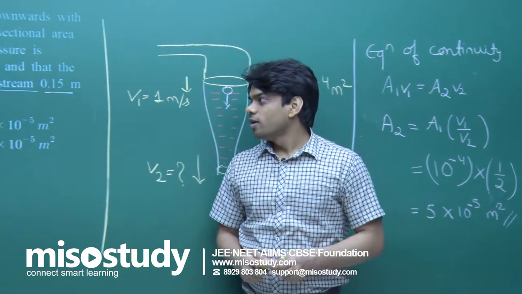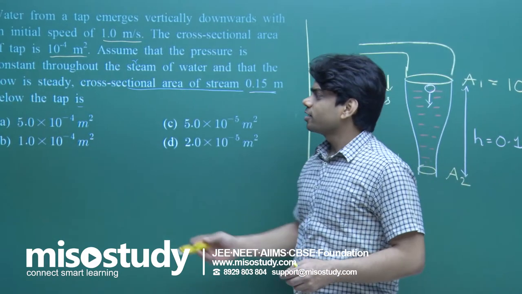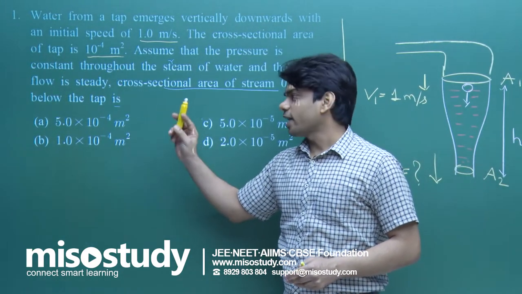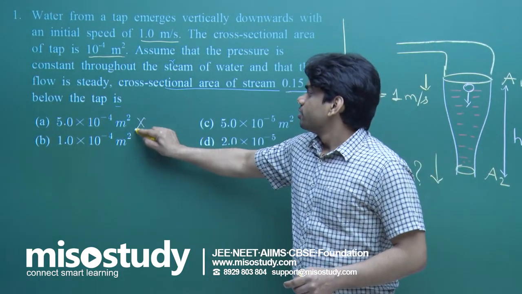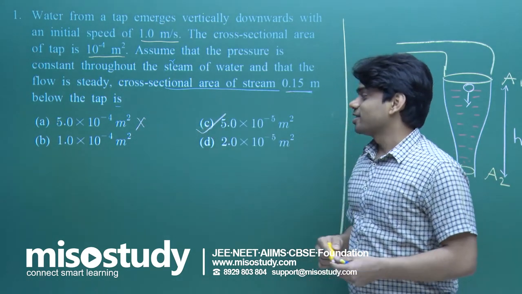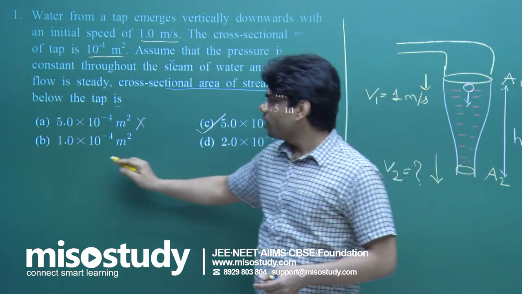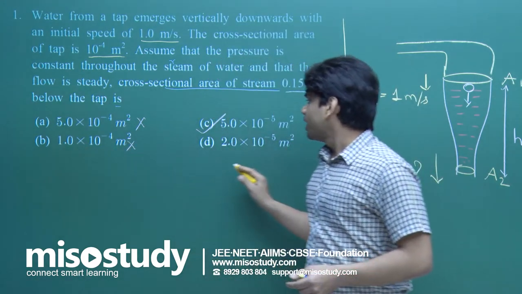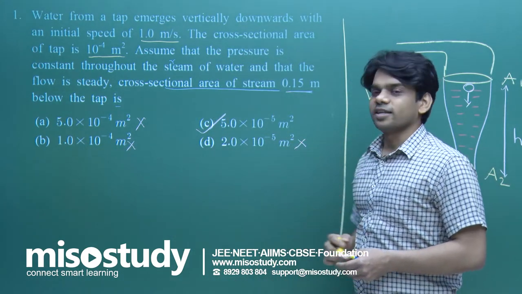This is the value of area. 5 into 10 to power minus 5, let's check. A option, 5 into 10 to power minus 4, incorrect. B, 5 into 10 to power minus 5 square meter, yes. Sorry, it's C option. It's C, 5 into 10 to power minus 5. B, 1 into 10 to power minus 4, incorrect. And D, 2 into 10 to power minus 5, incorrect.